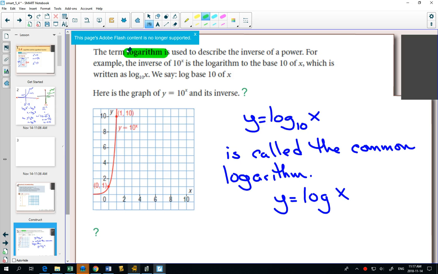So here's the graph of 10 to the x, and we flip it over the line y equals x to get the inverse, and that inverse is log base 10 of x. And so the question was, what does the button on your calculator that just says log do? That's always a base 10. So log base 10 of x is called the common logarithm, and you don't have to write the 10. That's why there's a 10 to the x in the second function of it.